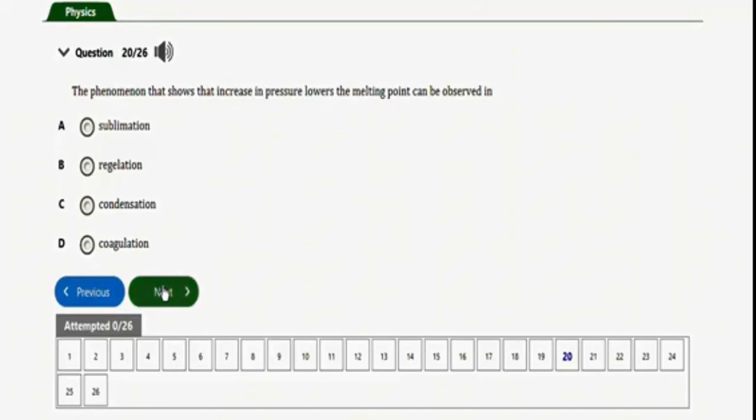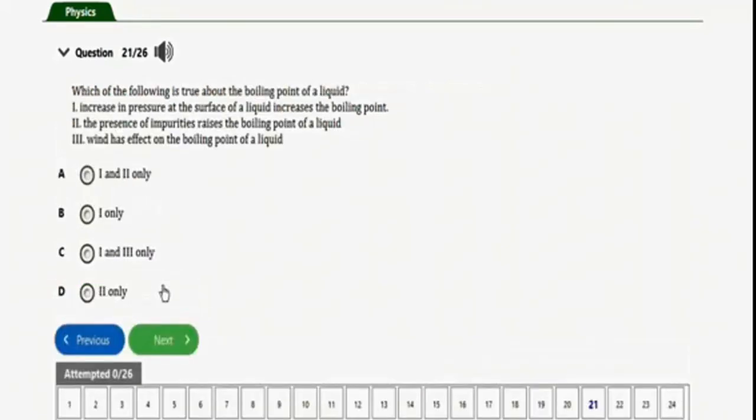Next question is this one. It says, which of the following is true about the boiling point of a liquid? Increases in pressure at the surface of a liquid increases the boiling point. The presence of impurities raises the boiling point of a liquid. Weighing has effect on the boiling point of a liquid. So guys, the correct option to this question is option A, which is I and I only.